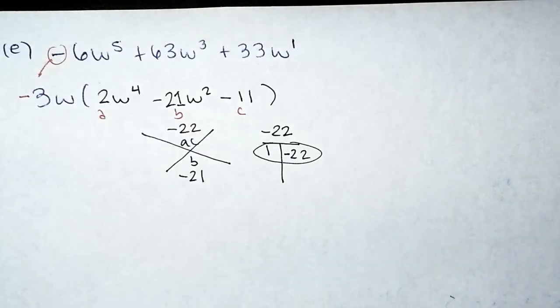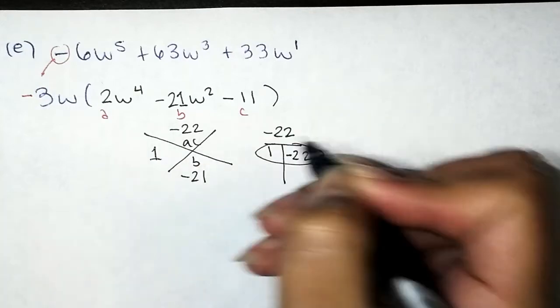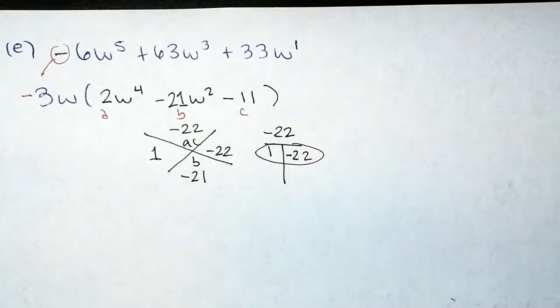Okay, so this is why I always do the factor table before I'm quick to say no solution. Because it may be that we generally don't have a solution, or it may be that I overlooked it. Okay, so let's do this. The sides are going to be 1 and negative 22.